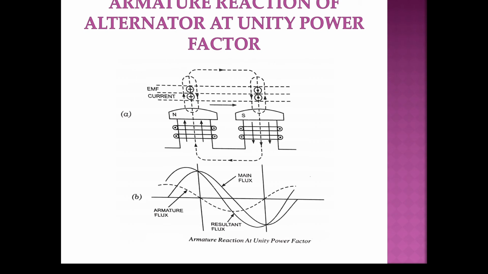So this is the armature reaction of alternator at unity power factor. So there we can see in this diagram, there are two fluxes. Okay, this is main flux, first line, then second line is resultant flux, dotted line is armature flux.